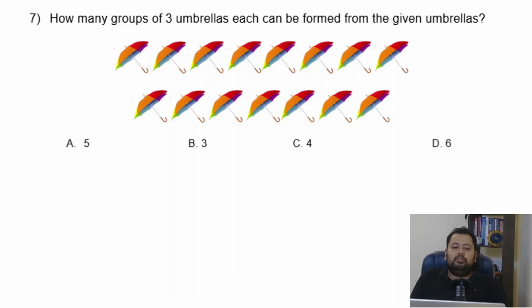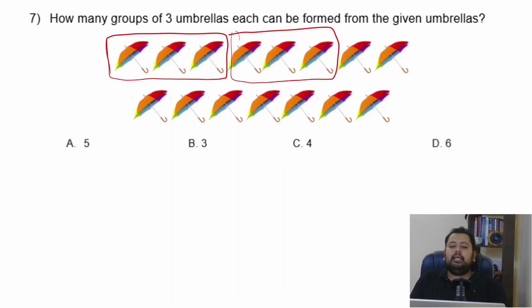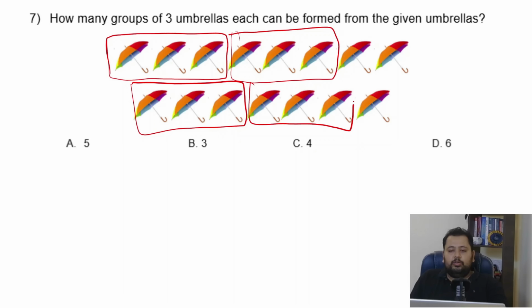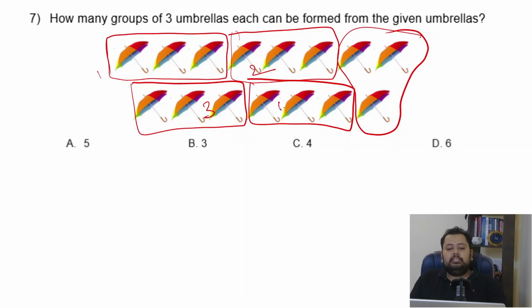Great. Easy one. So, how many groups of three umbrellas? This is the first group of three umbrellas that can be created. Then this is another group of three umbrellas. This is another group, this is another group, and this is another group. So, how many groups of three umbrellas were created? One, this is two, this is three, this is four, and this is five. So, option number A, five, is your correct answer.